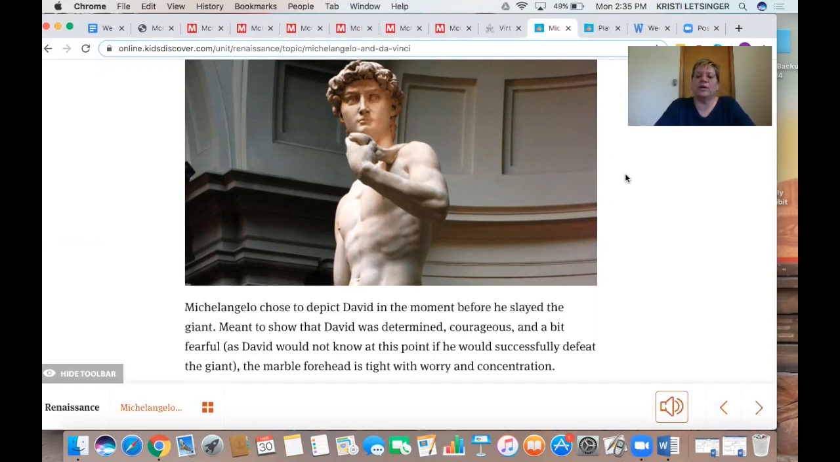And the interesting part about this is that he actually signed his name to that statue. He never signed his name to statues, but that one he did. So it's an interesting piece of history as far as Michelangelo goes.